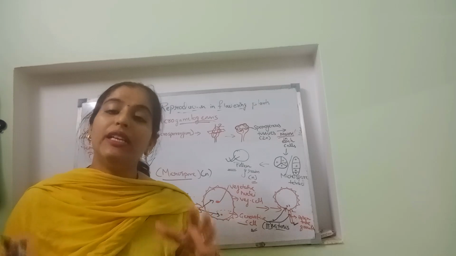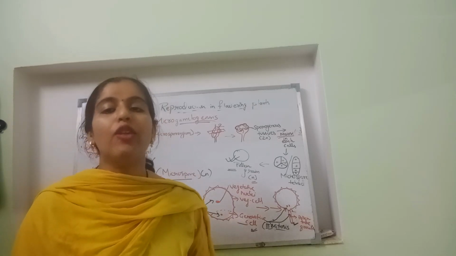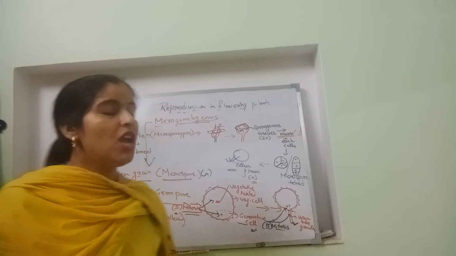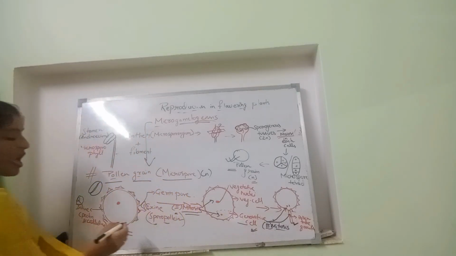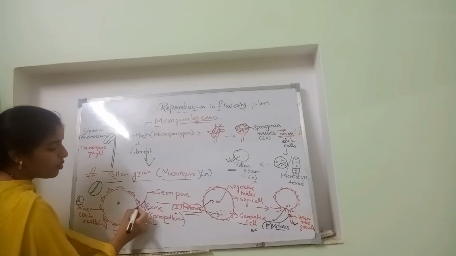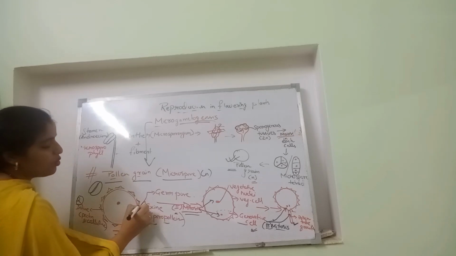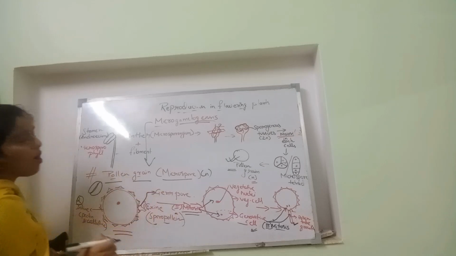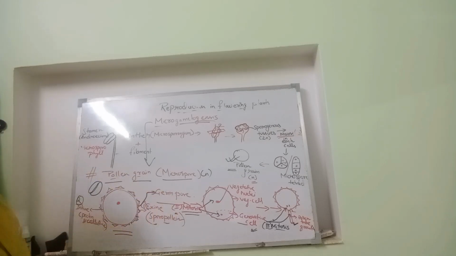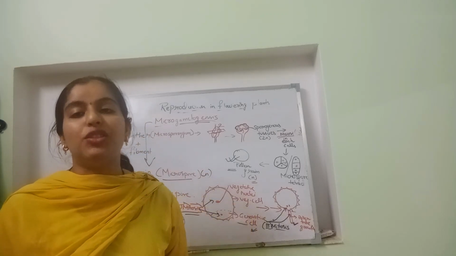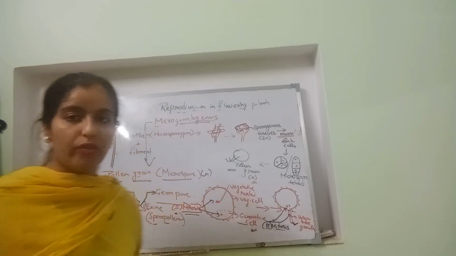So sporopollenin is a very hard, very resistant layer, it cannot be broken down by any chemical, but it has some pores. Those pores are called germ pores, from where the pollen tube will grow, and we can call it pollen germination because the pollen tube is coming out from it.